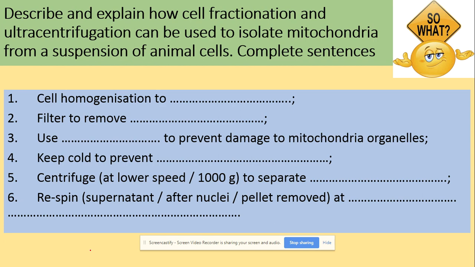So here we've got the model answer. Describe and explain how cell fractionation and ultracentrifugation can be used to isolate mitochondria. And look, be careful. This is the named organelle here. That's what we want to then use in our answers. Okay, so you can pause the video now and check if you can do it.